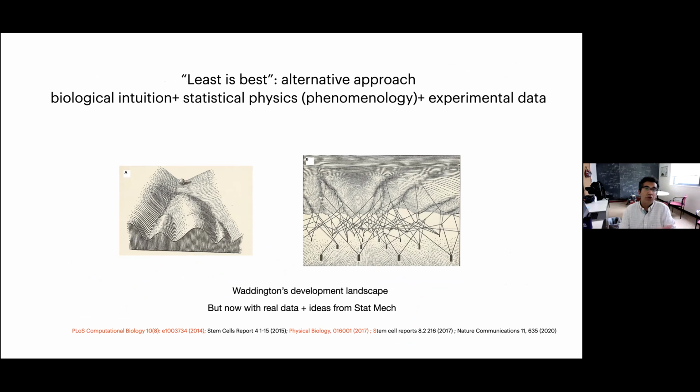And so what I'm going to show you is one attempt we've made in our group in the last 3 minutes for doing this. Most of you have probably seen these famous pictures from Conrad Waddington, who was a developmental biologist in the 1950s, about Waddington's developmental landscapes, where you imagine development using the metaphor of a ball rolling down some surface, and that surface emerging from the interactions of some biological components.